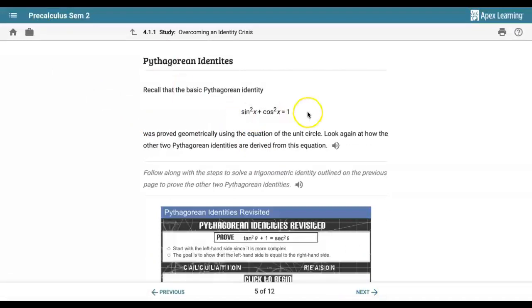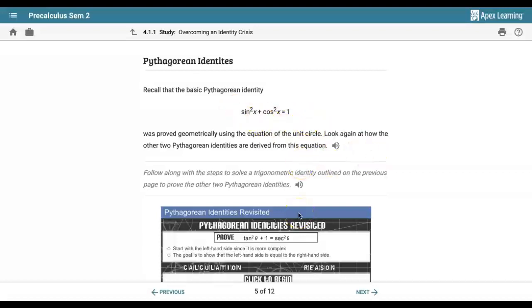So if we look at this base Pythagorean identity, we can remember how we got this one. We proved it using the unit circle. So using our unit circle, we were able to verify that this was true. We used the Pythagorean theorem of a squared plus b squared equals c squared, and we used the unit circle with a radius equal to 1. And that's how we got here.